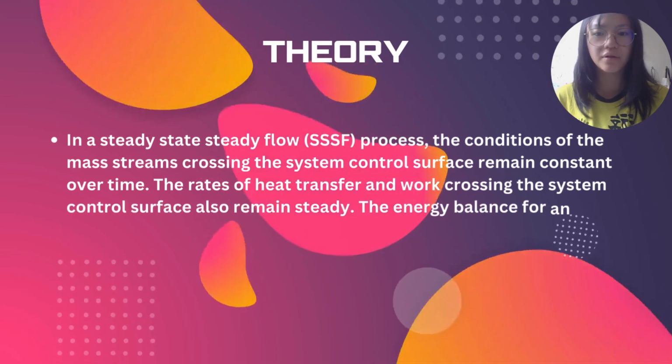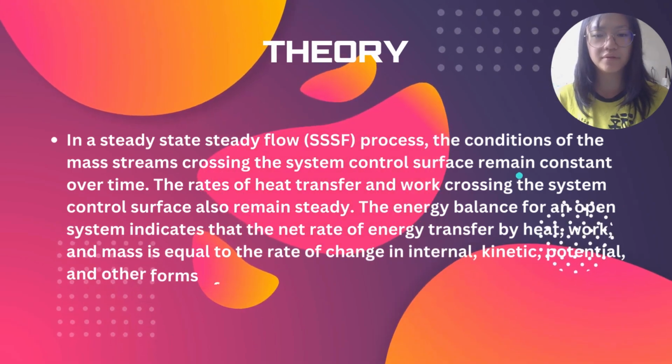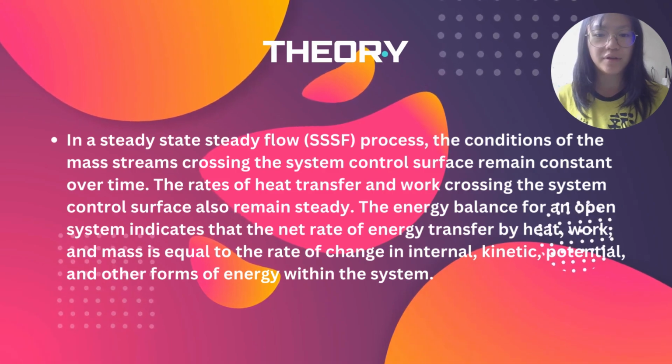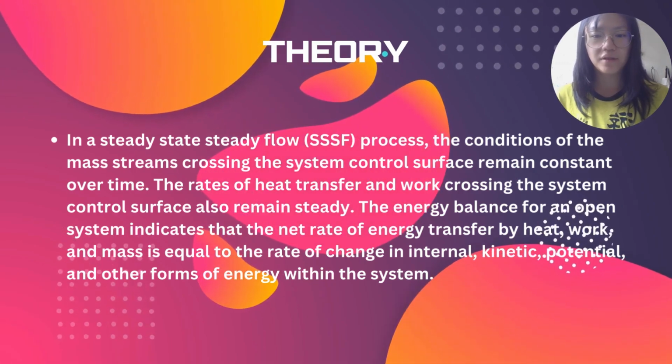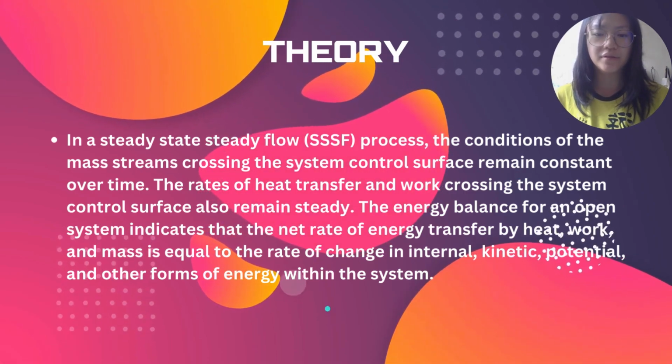control surface remain constant over time. The rate of heat transfer and work crossing the system control surface also remains steady. The energy balance for an open system indicates that the net rate of energy transfer by heat, work, and mass is equal to the rate of change in internal, kinetic, potential, and other forms of energy within the system.